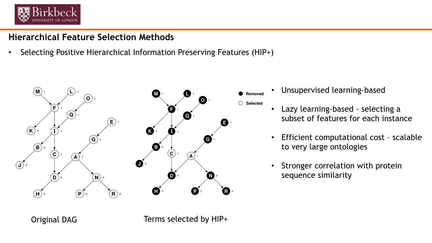Another benefit of using HIP plus is that it is very computationally efficient. So you can use HIP plus on very large ontology databases, for example the Gene Ontology. It is quite easy to scale to a very large ontology. Also, in another study, we used the HIP plus method to make predictions on COVID-related proteins, and it shows that the terms selected by HIP plus lead to higher correlation with protein sequence similarity.